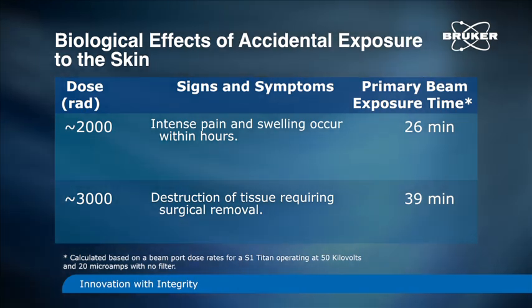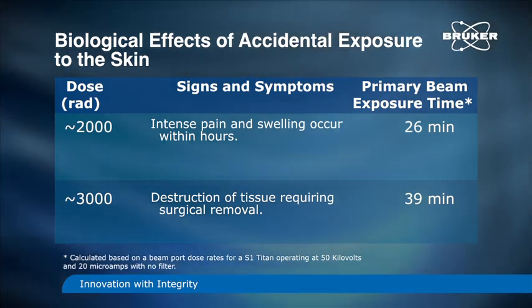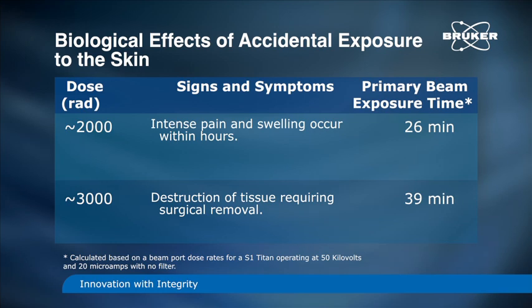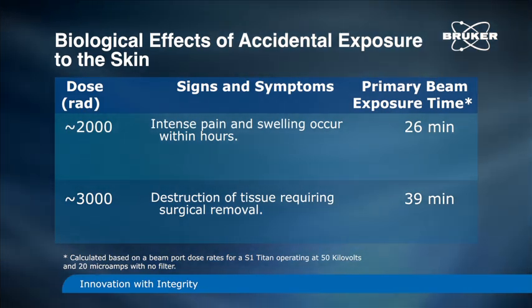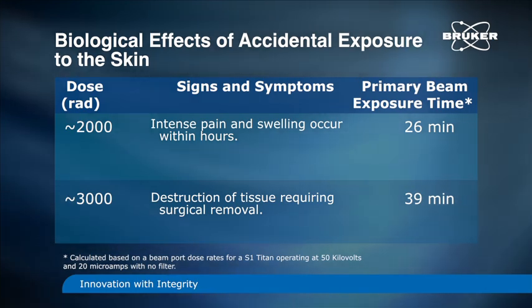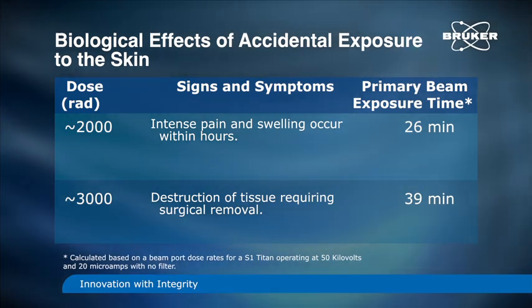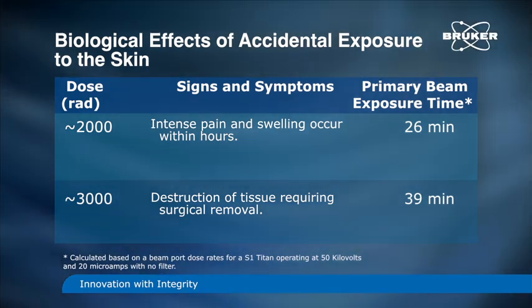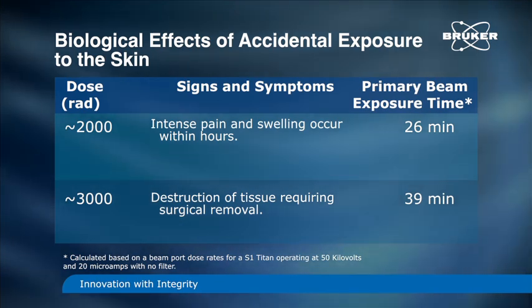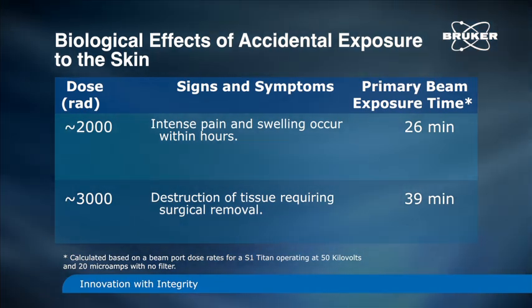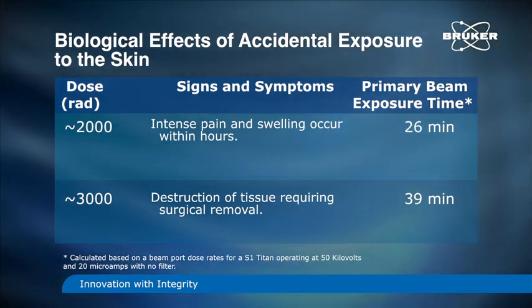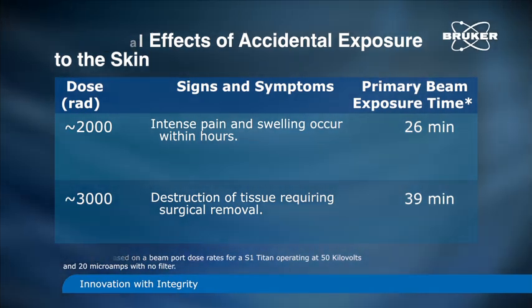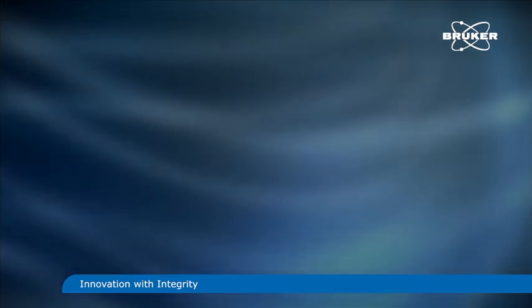Intense pain and swelling occur within hours. A partial body exposure to approximately 3,000 rad or 30 gray destroys tissue and surgical removal is necessary. If a user believes they were exposed to the primary beam and develops any of these symptoms, seek immediate medical attention. This is why it's imperative that operators of XRF analyzers keep any part of their body out of the primary beam while it is energized.